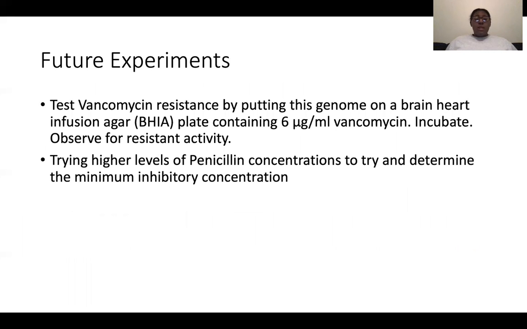For future experiments, you can test vancomycin resistance by putting the genome on a brain heart infusion agar, abbreviated as BHIA, plate containing 6 micrograms per milliliter of vancomycin, incubate and observe for resistance activity. Or you can try higher levels of penicillin concentrations to try and determine the minimum inhibitory concentration.